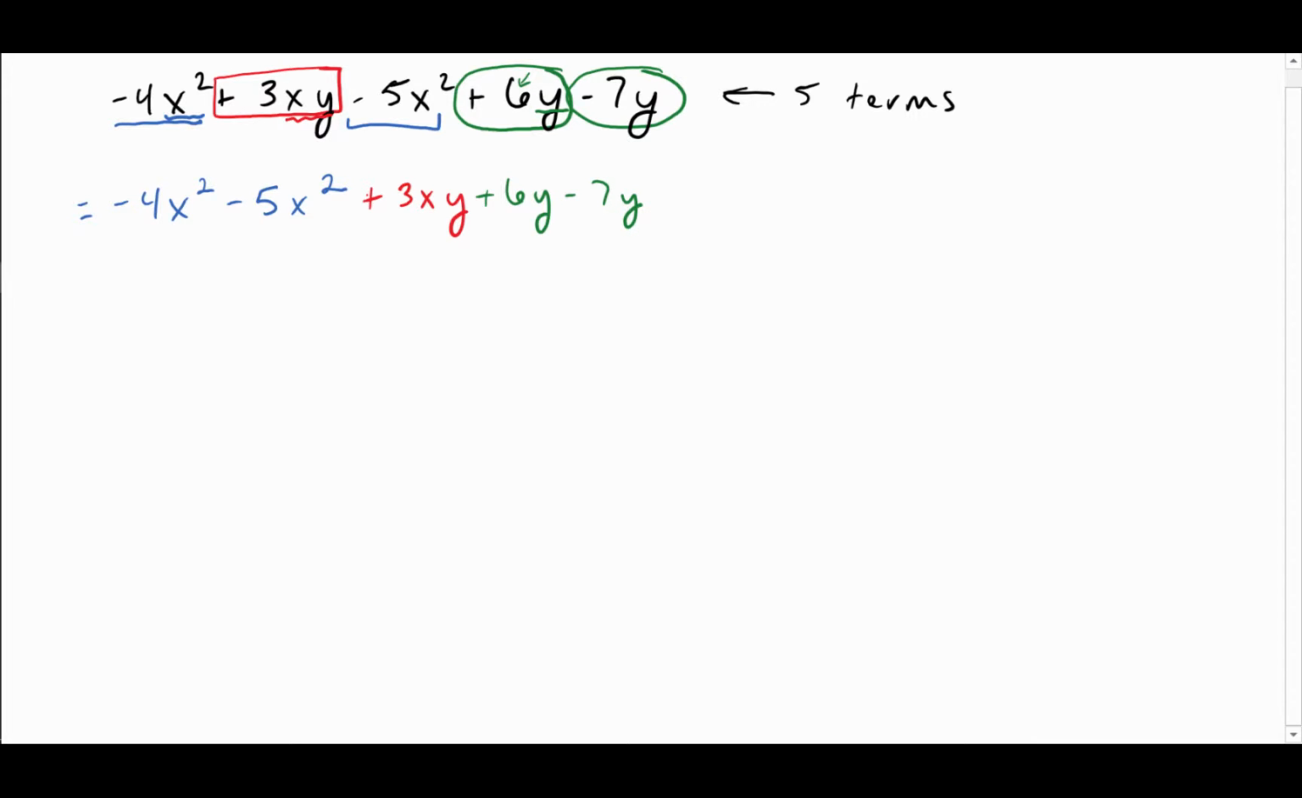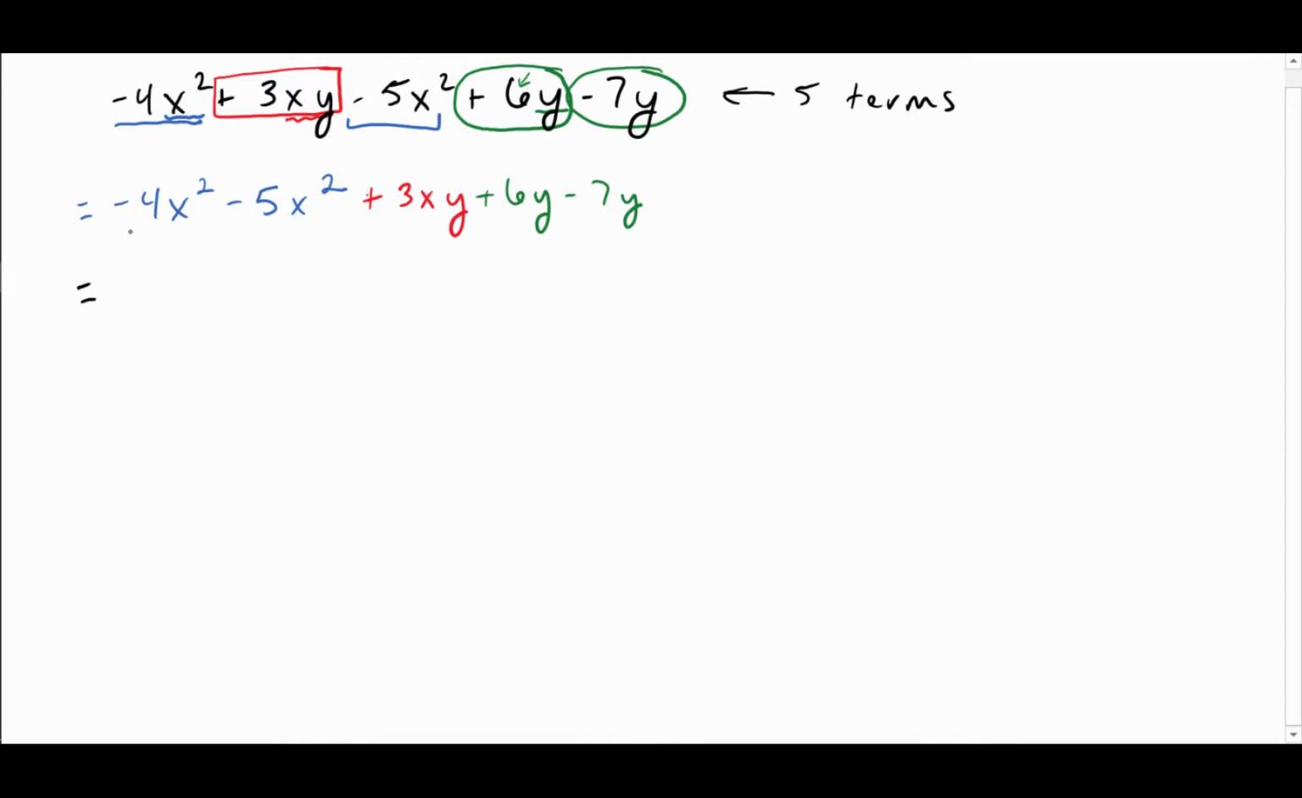You'll notice that I use different circling or underlining methods for each different base. It's a little strategy I find helpful with organization. I also color coded them, something else I find helpful. And here we're going to now combine the like terms.